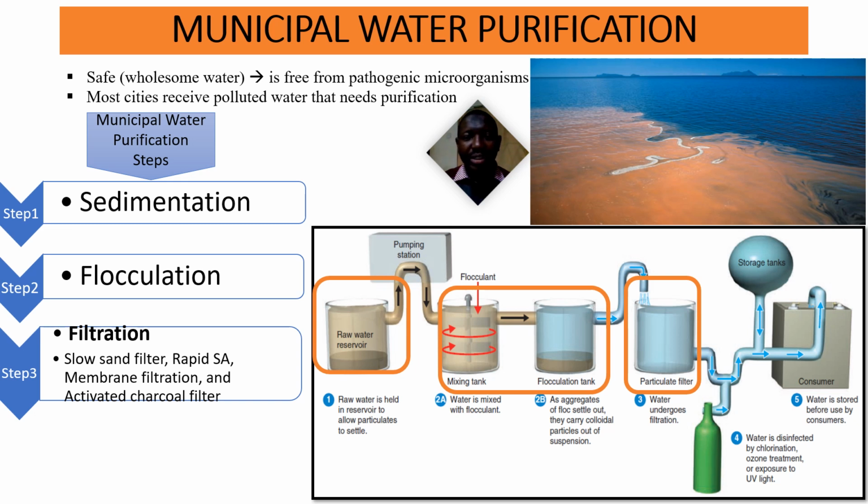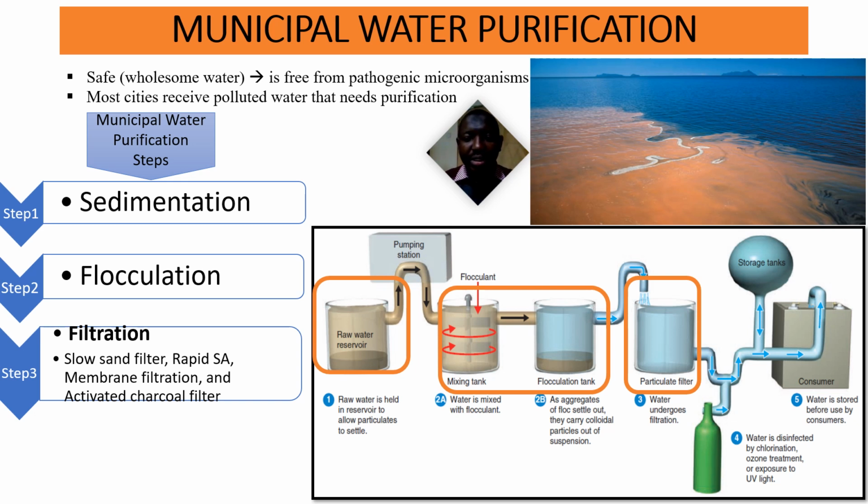Now the second one is activated charcoal. Activated charcoal provides added benefit of removing some organic chemicals from the water in addition to the normal filtration. At this stage, the water becomes clear, free from any suspended materials. However, it's not completely free from pathogenic microorganisms.